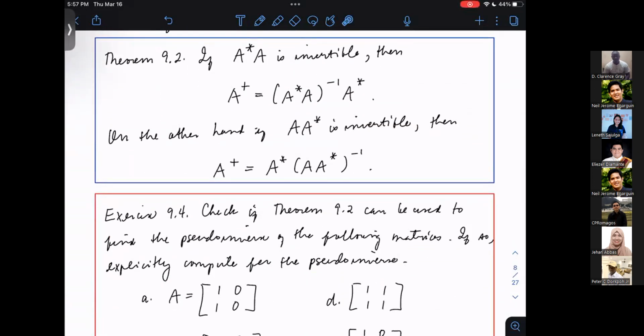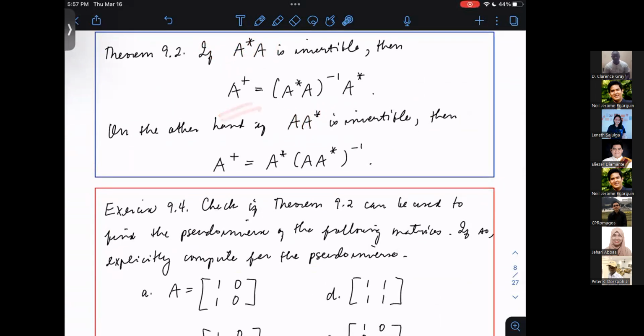In theorem 9.2, we are only checking the invertibility of A conjugate transpose times A, or in the case of matrices with real entries, the invertibility of A transpose A, right? So if this matrix is invertible, then the pseudo-inverse of the matrix A is the inverse of A conjugate transpose A times A conjugate transpose, right? Remember, these two guys are not generally equal to each other because matrix multiplication is not commutative, but essentially, if you know this is invertible, then you can compute the Moore-Penrose pseudo-inverse this way.